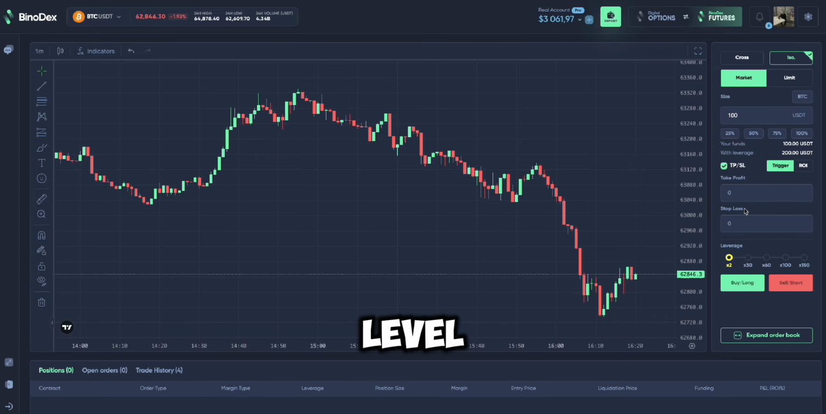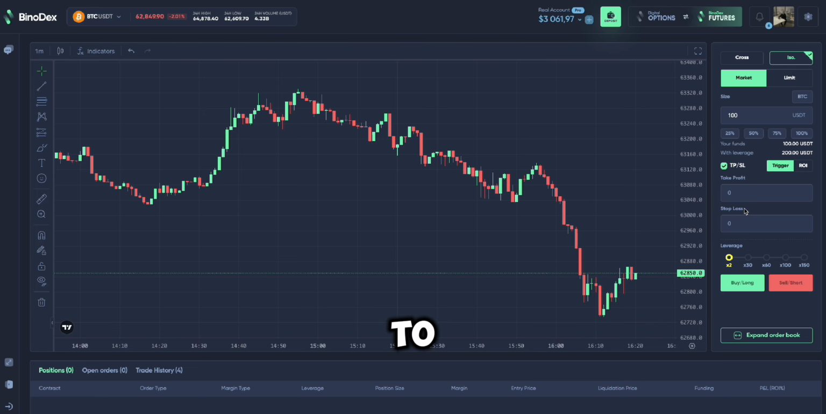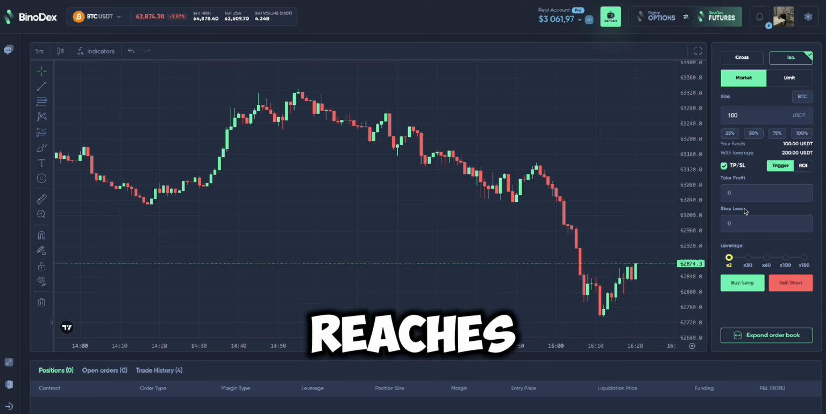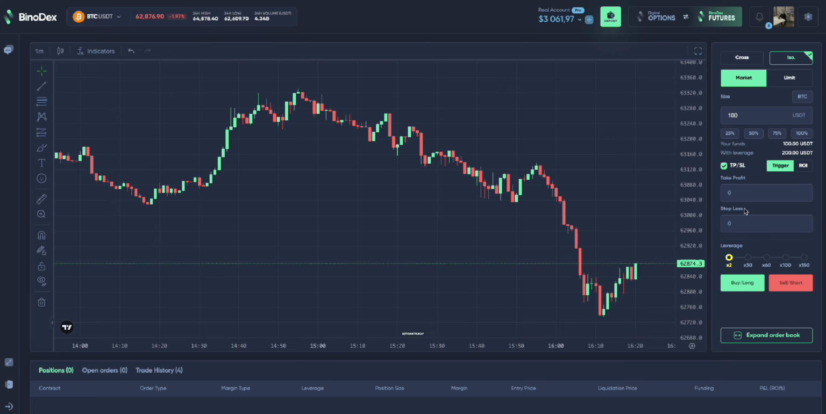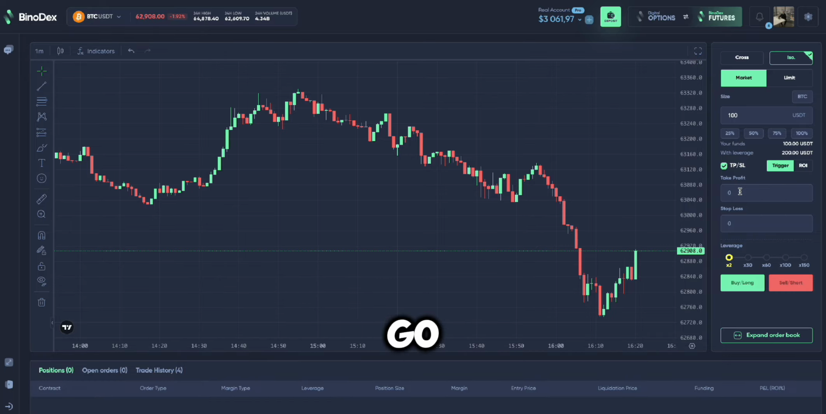Now take profit. Take profit is the level at which profit is also automatically locked in. For example, if I want to earn $5, I simply set the take profit. When the price reaches the desired level, the trade will automatically close by itself. So dear friends, if you are a beginner, be sure to set both take profit and stop loss. You can't go without them. Let me just show you how to set them as an example right now.